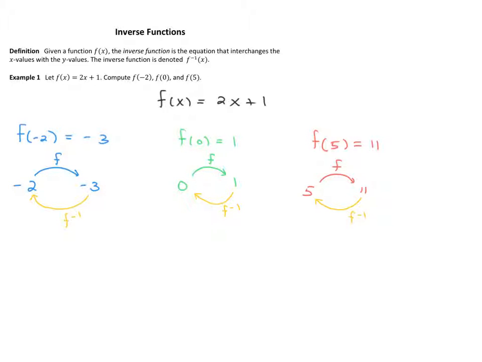If I want to use this new notation, here's how I'd write it. f inverse of negative 3 gives me negative 2 back. For my second example, f inverse of 1 gives me 0 back. And likewise, if I put 11 into my inverse, it should give me 5. So the big takeaway is a function takes you one direction, and the inverse brings you right back to where you started. But the question remains: what is this formula? Is there some equation that we can figure out that would do this for us? Let's check that out in another example.